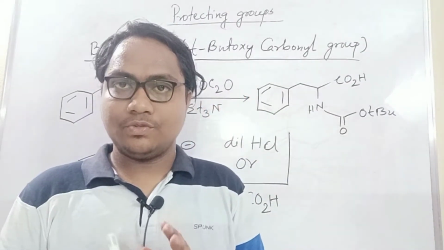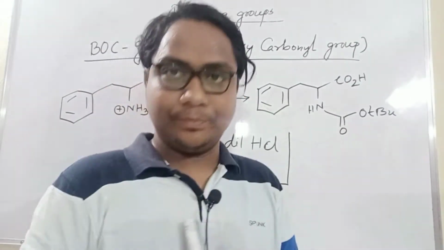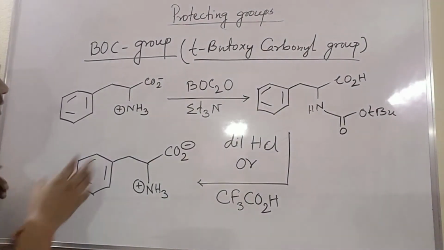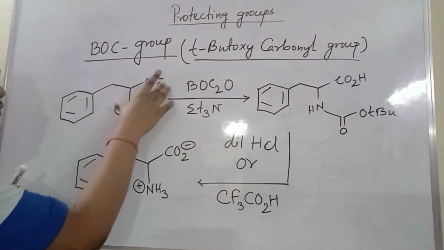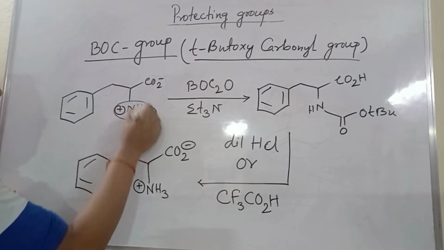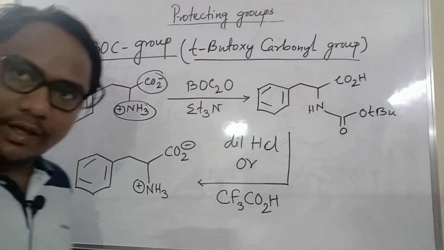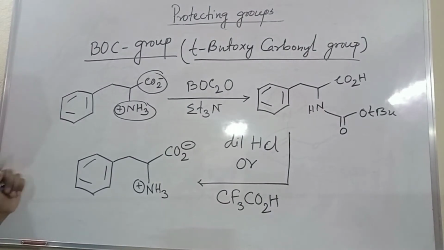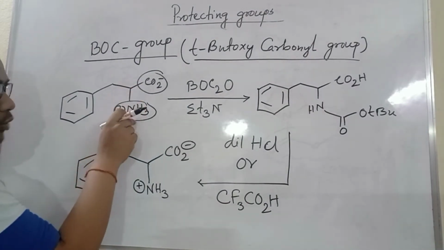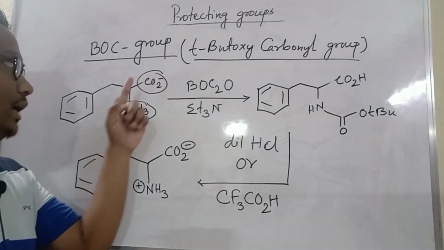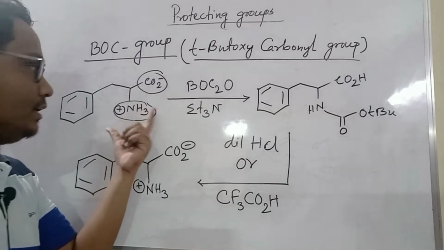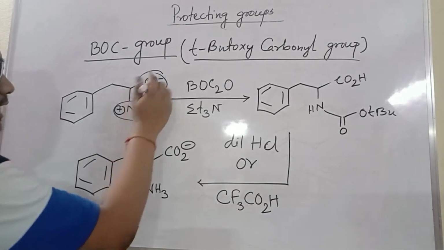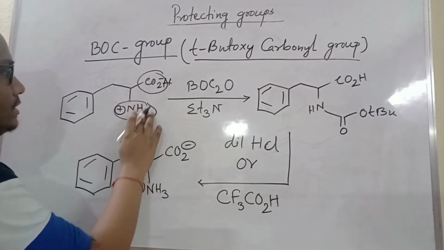Hi friends, now you see another NH2 protecting group. Here I use this amino acid, no? In zwitterionic form it is NH3 plus, and see, it is zwitterionic form. I want to protect this one, not this carboxylic acid group. I want to protect the amine, the NH2. Actually it is like that only, H and here only NH2.